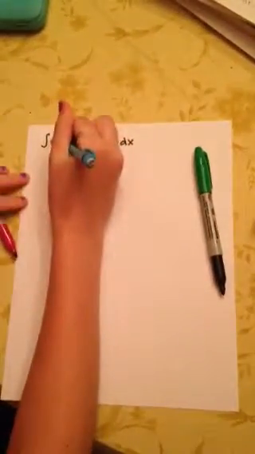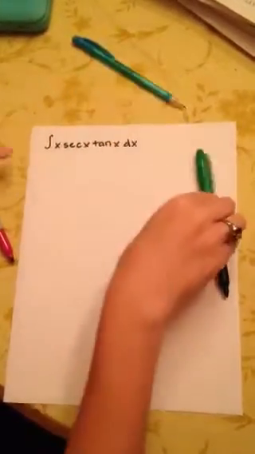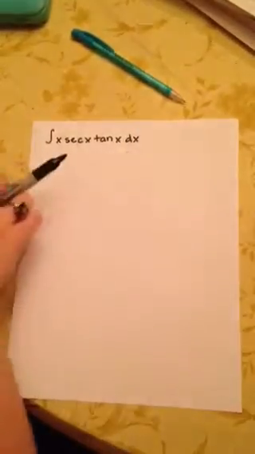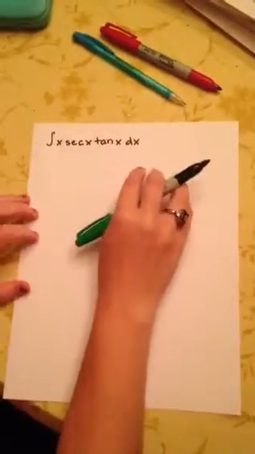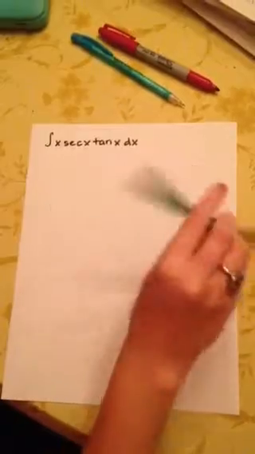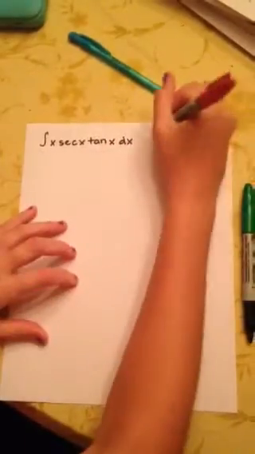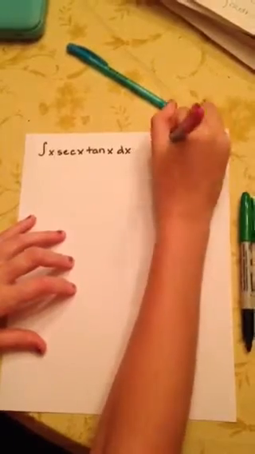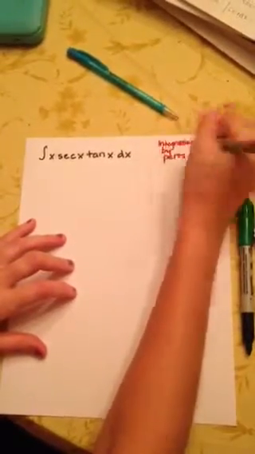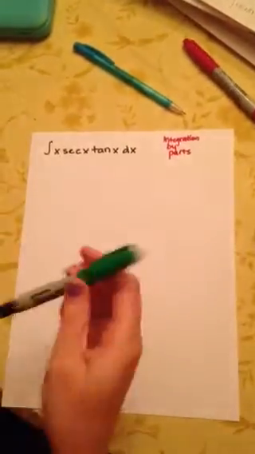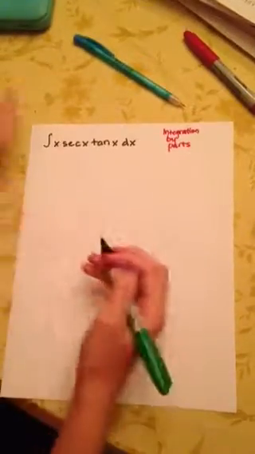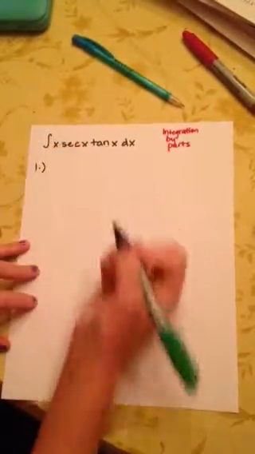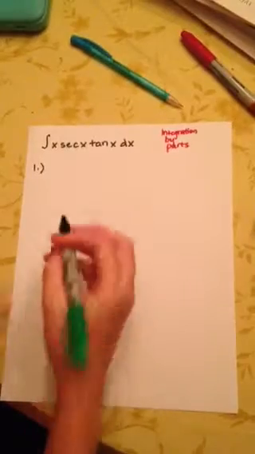We're going to see it as two separate things like that. We're multiplying x times secant of x times tangent of x. So because of the multiplication, we're going to be using integration by parts. In order to use that, we need to first use the formula. So number one, I'm just going to write out what the formula is for integration by parts.